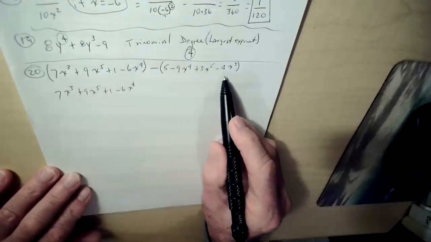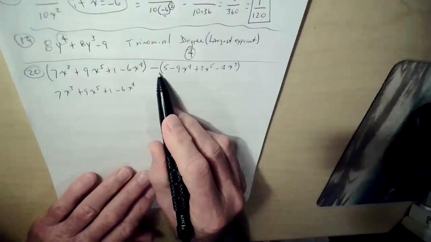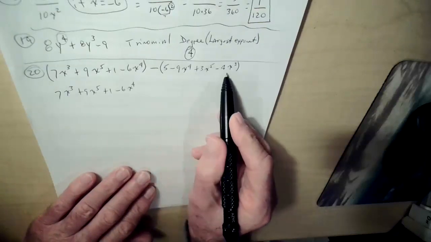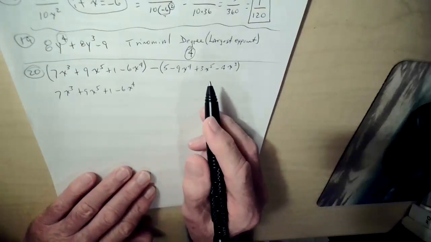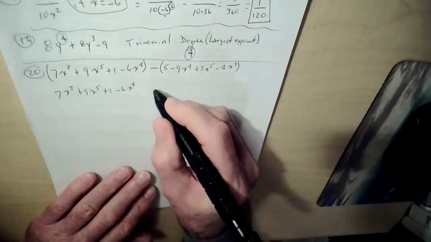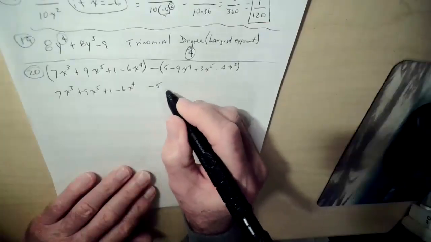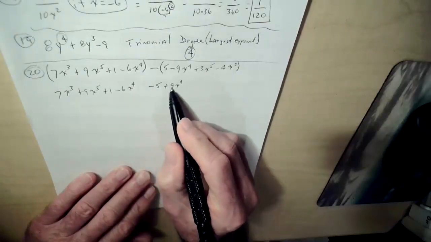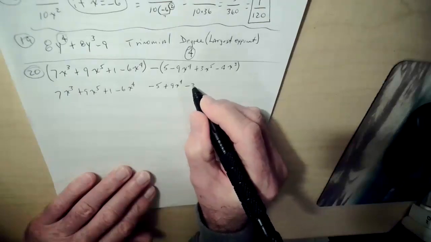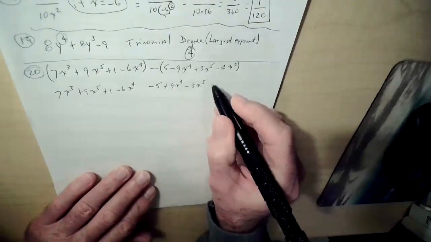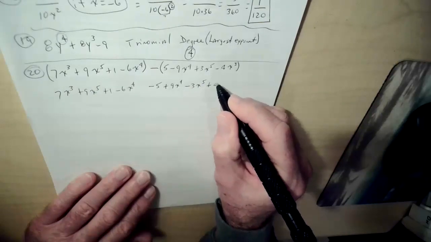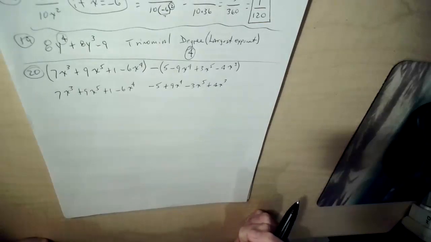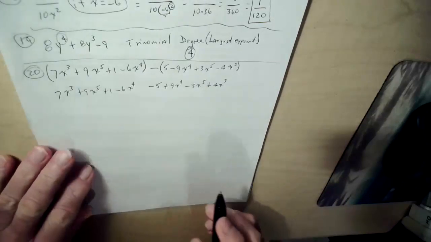Nothing changed in here. However, over here we have to distribute the -1 times everything in here. And effectively what happens here is the signs change. So it's going to be -5 plus 9x to the 4th, because a negative times a negative is a positive, minus 3x to the 5th plus 4x cubed. Now it's nothing more here than combining like terms.